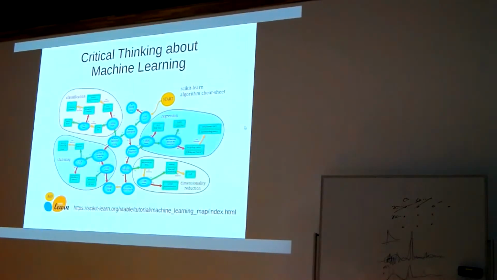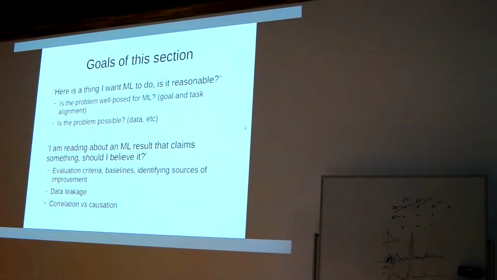All right, so this section has two goals. One is if you're designing a machine learning project, let's say you want to get a postdoc or a student to work on something, is the thing that you're going to ask them to do reasonable, or are they going to come back and say, why did you make me do this thing? I'm not going to get my degree now, go away. So that's the first one: is it feasible? Is it well posed, and is it feasible given the kind of resources that you have?